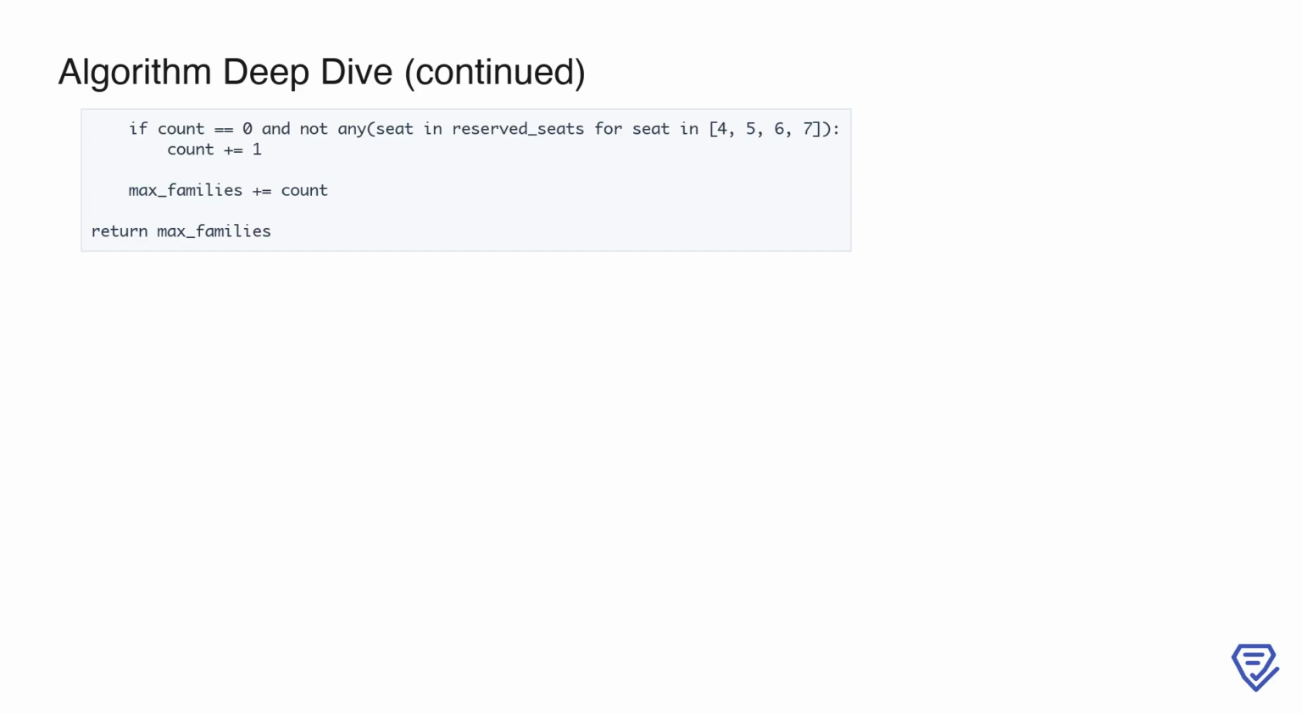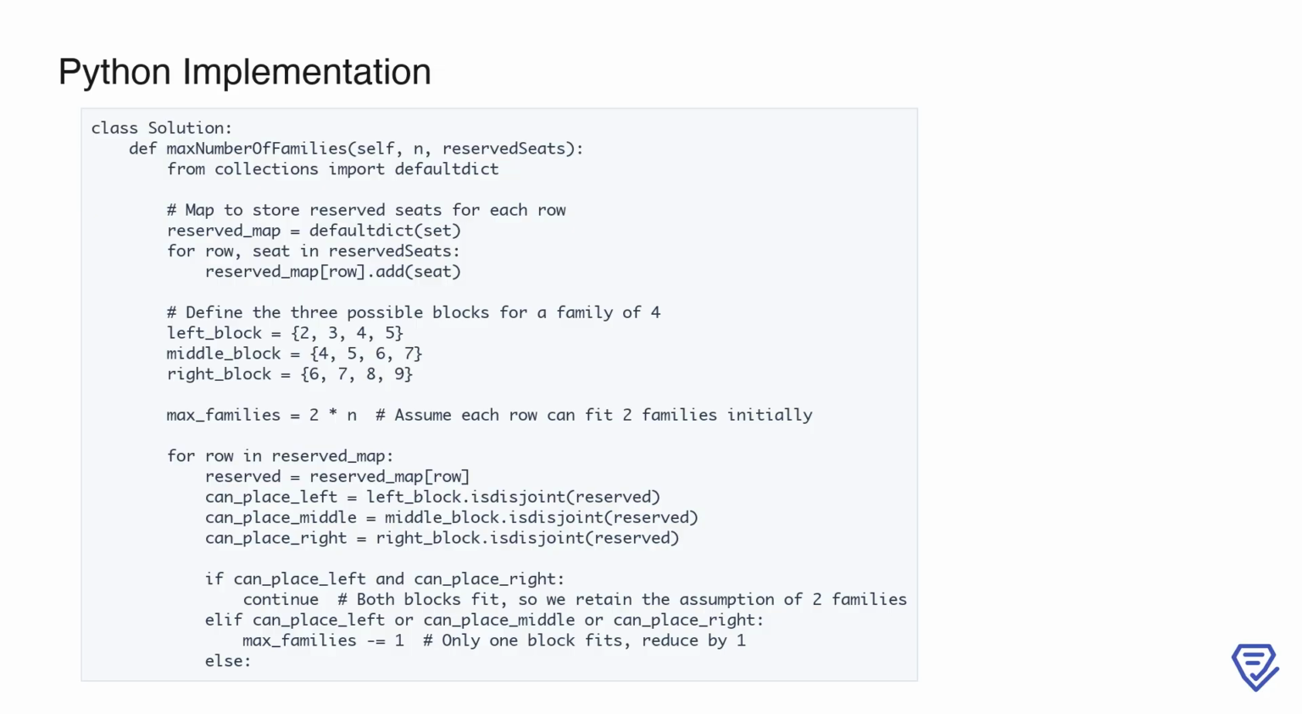This approach ensures that we handle all rows efficiently, account for reserved seats accurately, and avoid double counting overlapping groups. By combining careful group checks with efficient data structures, this algorithm achieves the desired results while remaining optimized for both time and space. Here, we start by defining the solution class and implementing the function maxNumberOfFamilies.